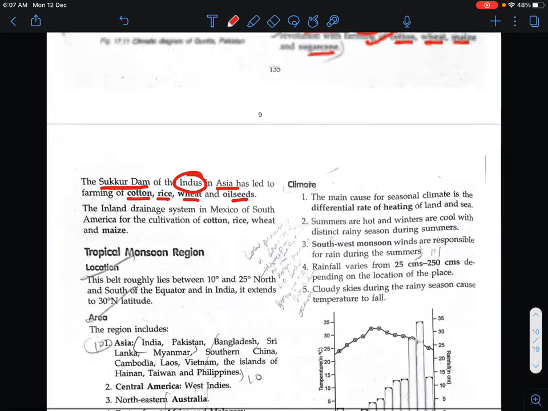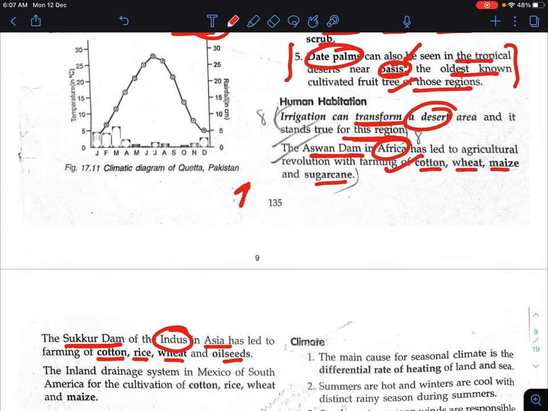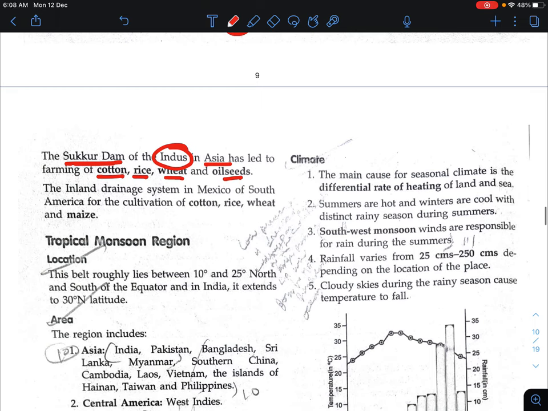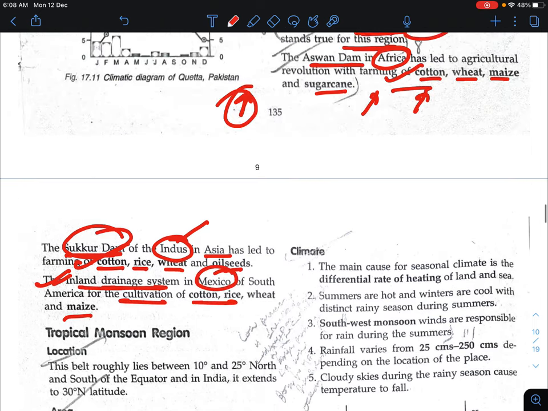These areas were basically uncultivated, but due to the construction of dams, they have seen an agricultural revolution, and people are cultivating cotton, wheat, maize and sugarcane. Likewise the Sukkur Dam in Asia led to the farming of cotton, rice, wheat and oilseeds. The inland drainage system in Mexico, in North America, is used for the cultivation of cotton, rice, wheat and maize. Okay, thank you.